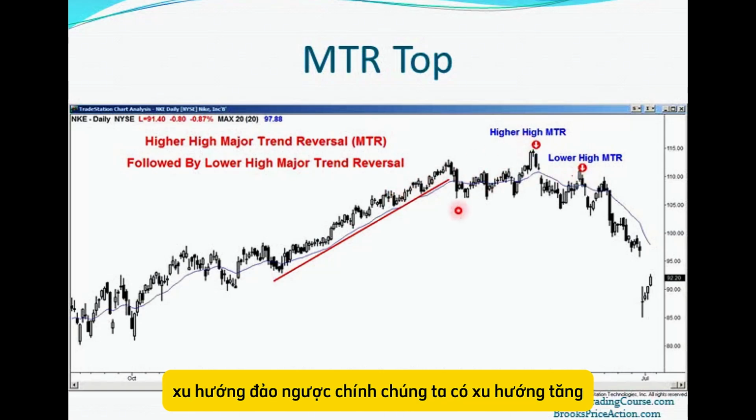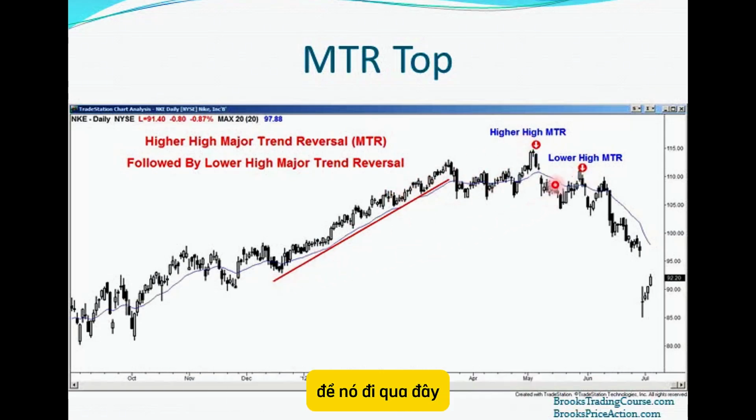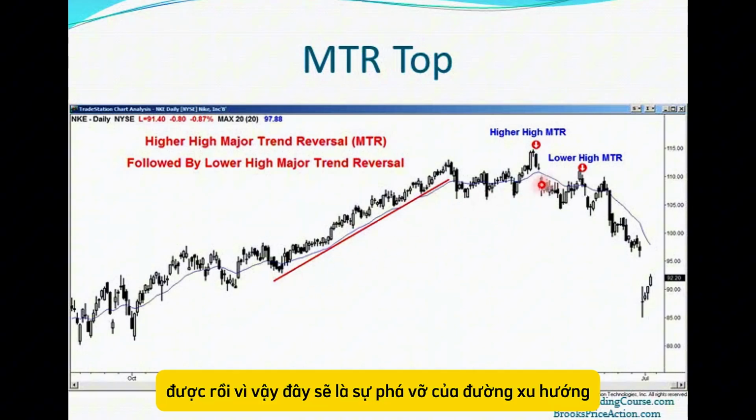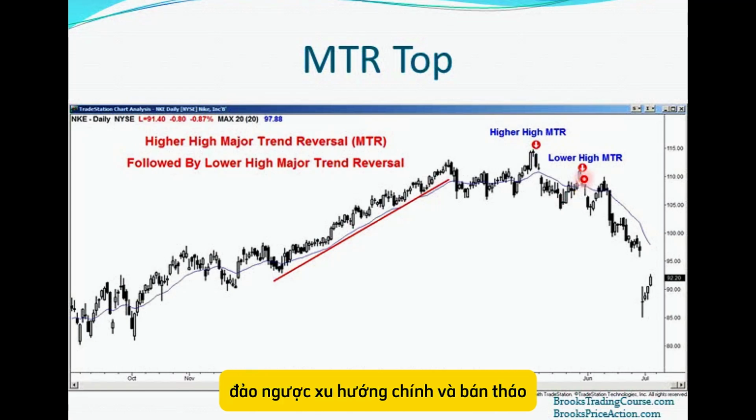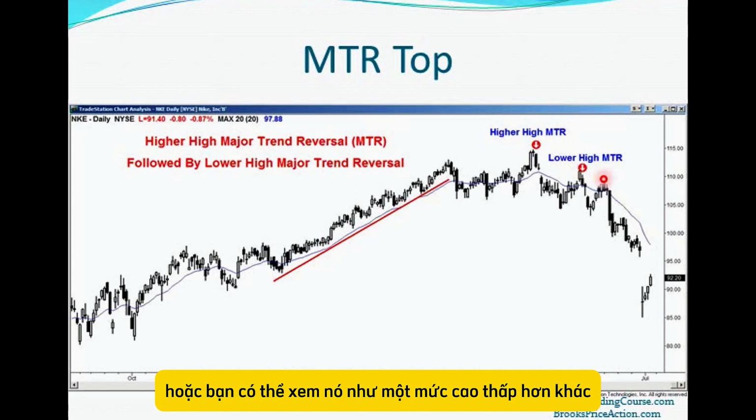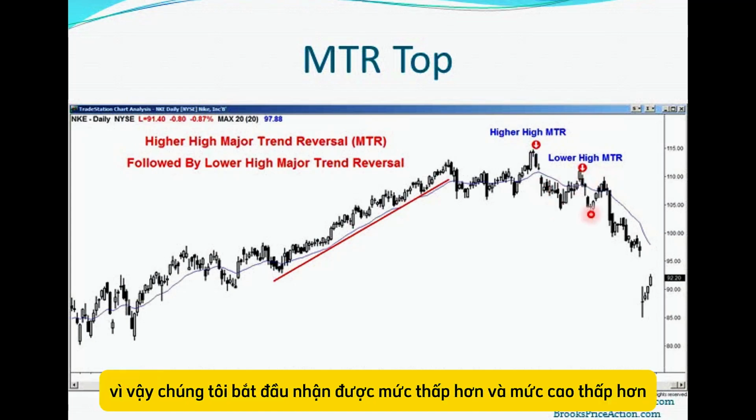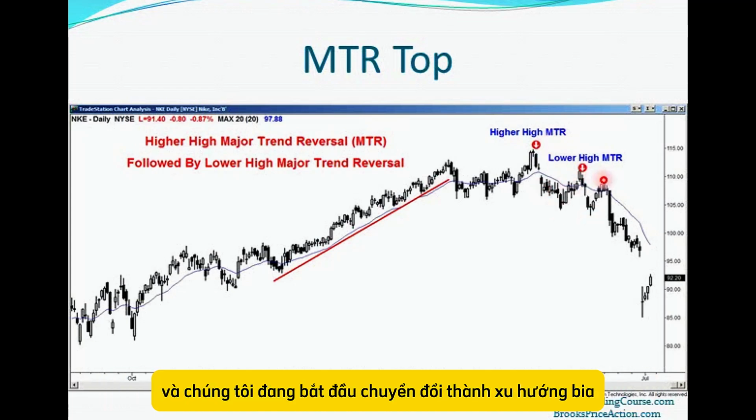We have a bull trend. I could redraw this trend line so that it goes over here. Okay, so this would be the break of the trend line, and this would be the lower high major trend reversal and the sell-off. And then here we have a double top, or you can view it as another lower high. So we're starting to get lower lows and lower highs, and we're starting to convert into a bear trend.